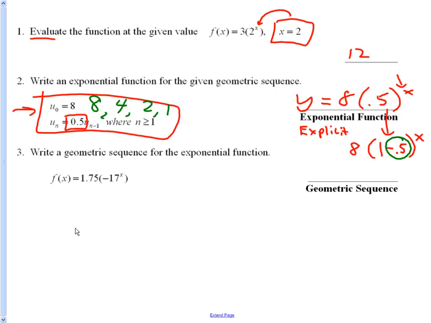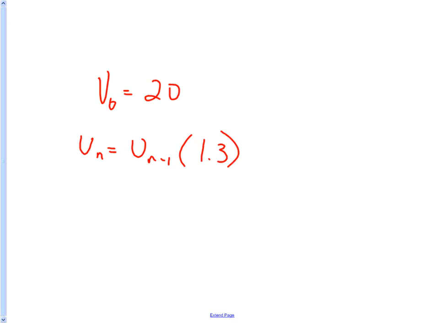So this one. Actually, you know what? I want to do another one like that with you to see if you really got it. You try this one. U sub 0 equals 20. U sub n equals U sub n minus 1 times 1.3. I'd like you to write an explicit function for that one. I'll pause while you do. I'd write 1 plus 0.3.